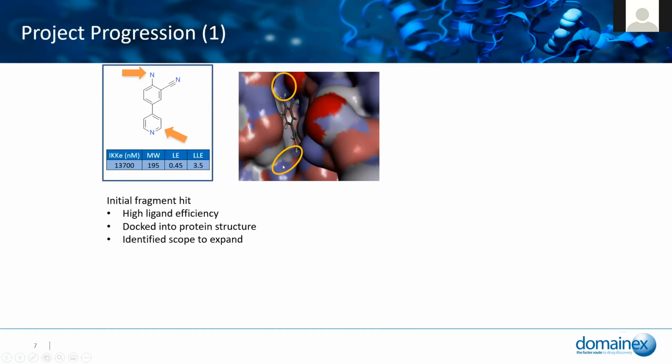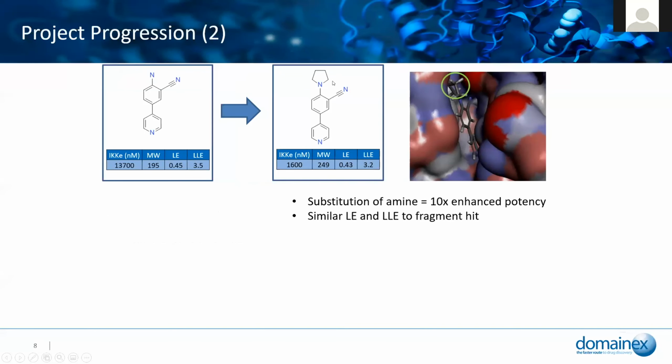So we made analogues in both of these areas, starting with the northern part of the compound. You put a more bulky substituent here, and you can see you get a 10-fold improvement in potency, which is very exciting. And there's been no reduction in the efficiency of the compound binding. So that was a very nice start for us.